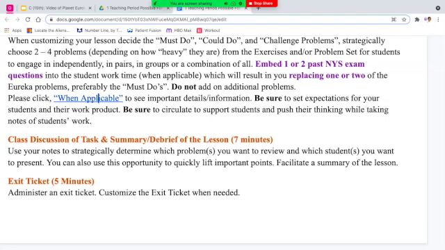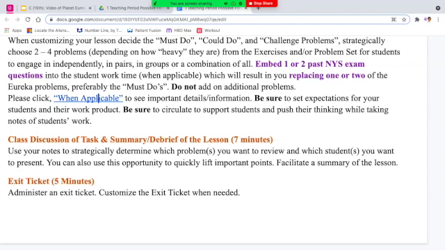And finally, let's move to the exit ticket. You want to ensure that you administer an exit ticket so that you can see what students actually understood about the lesson. Remember, you can also customize the exit ticket when needed.